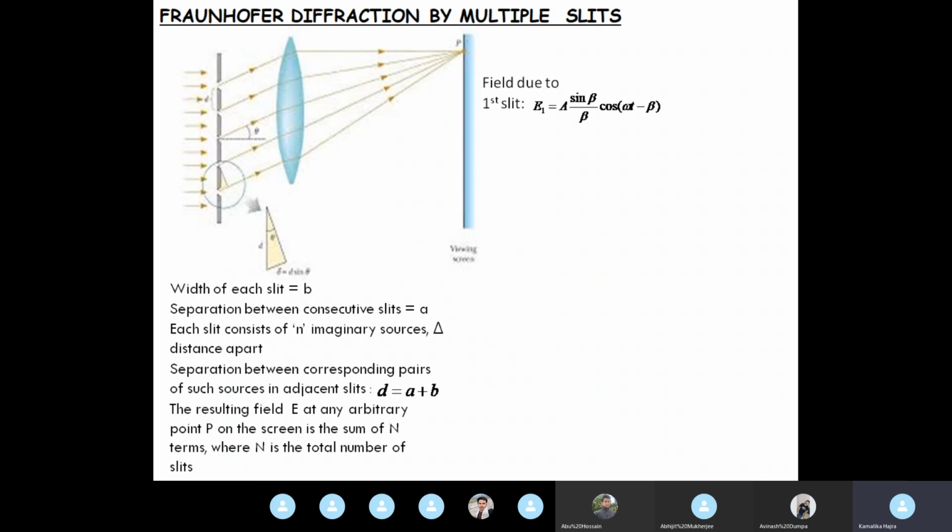All right. Now, field due to the first slit, we know from our single slit diffraction result, is A sine beta by beta cos omega t minus beta. Okay, where we have to recall that beta equals pi b by lambda sine theta, and we call this our diffraction parameter.